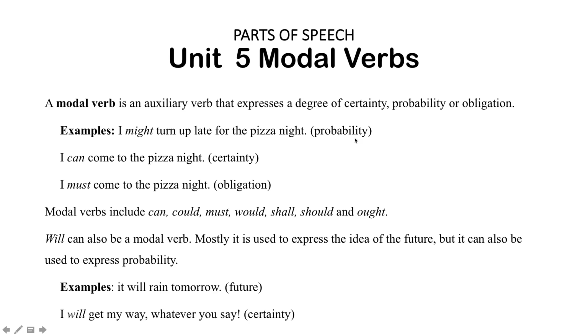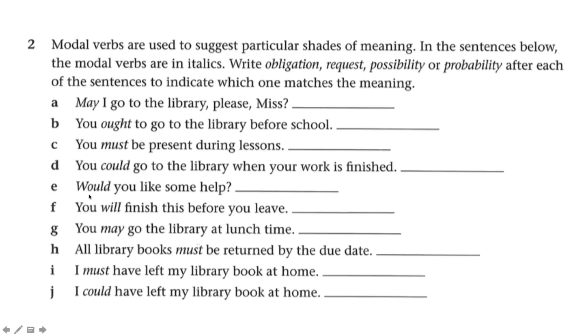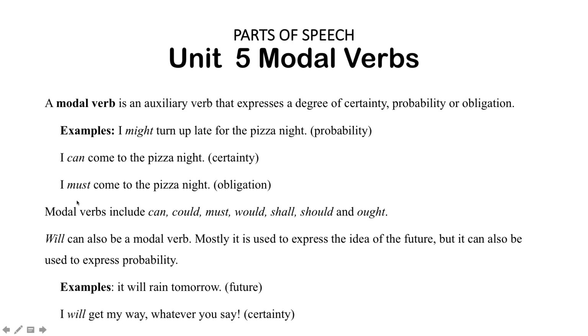It's possible. This next example, "I can come to the pizza night," tells us that there's a level of certainty. I can, it's certain. "I must come to the pizza night." There's a sense of obligation. It's going to happen.